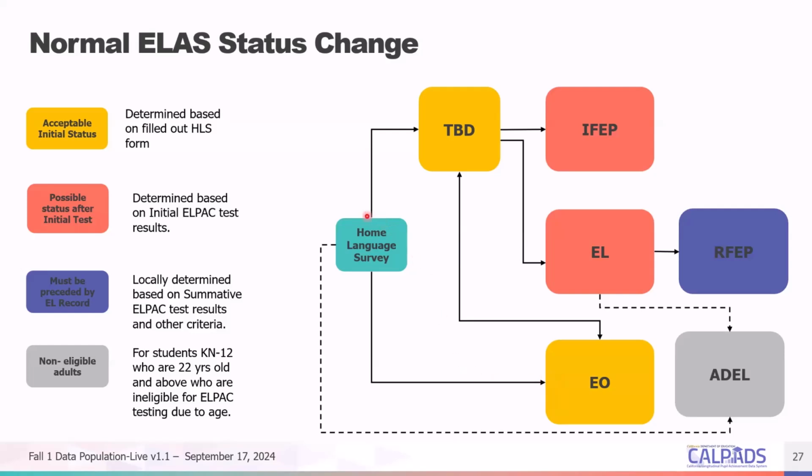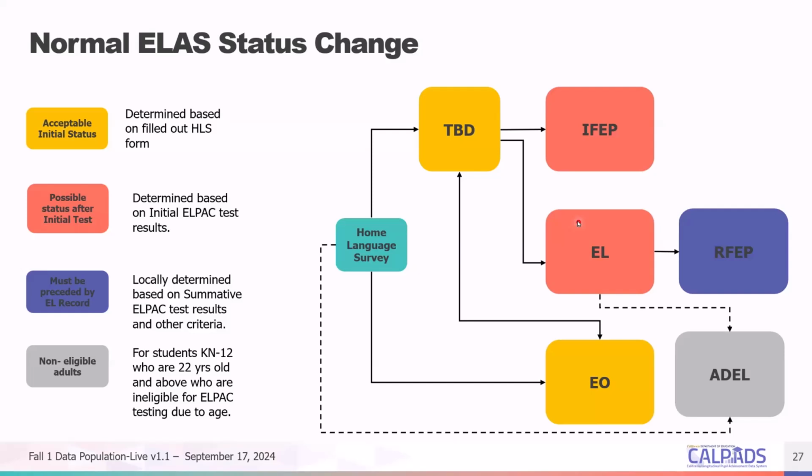If the home language survey indicates a primary language other than English or American Sign Language, the student will be given an ELAS of TBD until they're given the initial LPAC assessment. Students may only remain in TBD status for 30 days. If a student is TBD and takes the initial LPAC, the results will place them in one of two statuses. If the initial LPAC indicates the student is English proficient, the student will be placed in IFEP status. If the initial LPAC indicates a lack of clearly defined English language skills, the student will be placed in EL status.